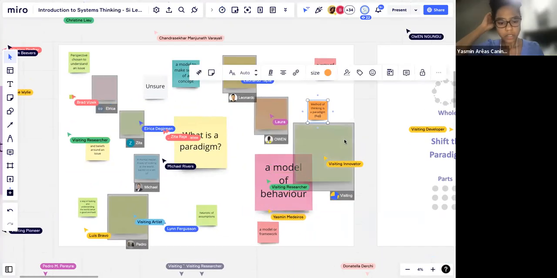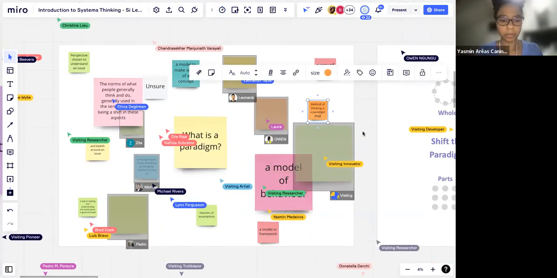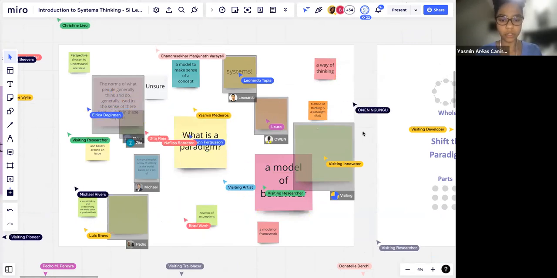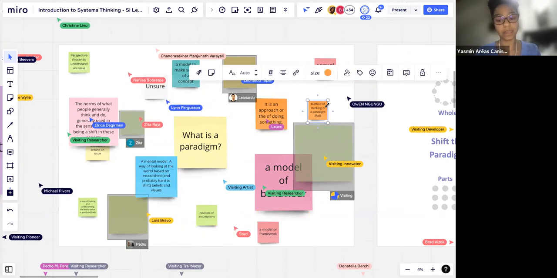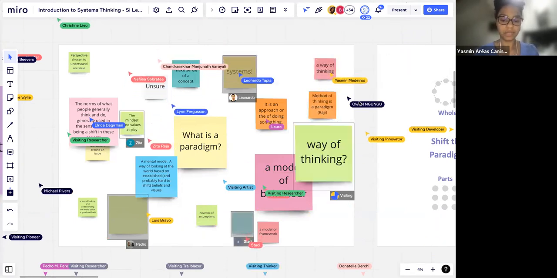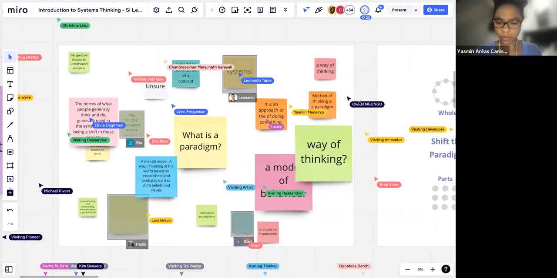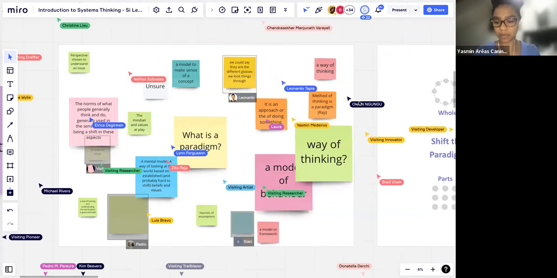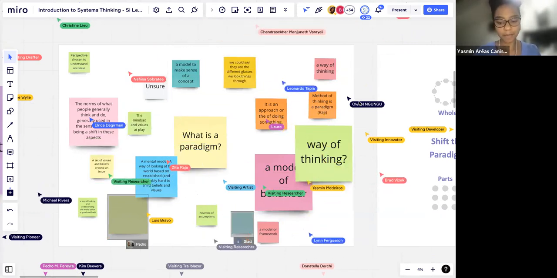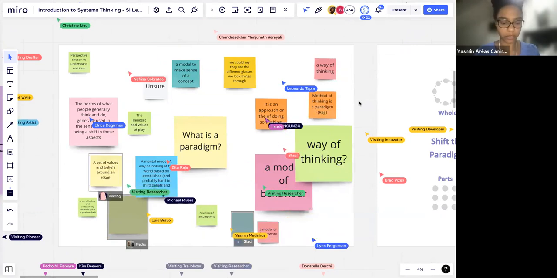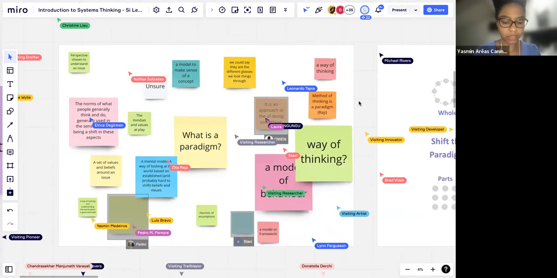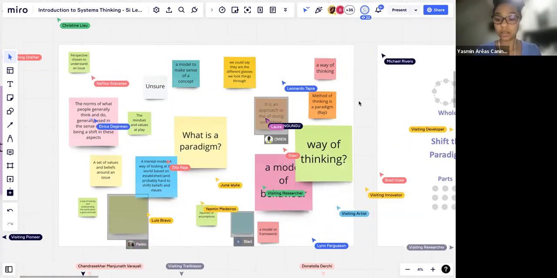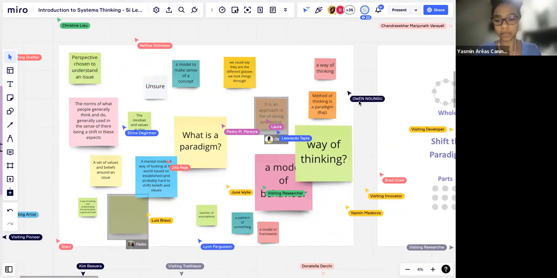Great. So let's see some ideas that you put here. A model to make sense of a concept, a way of thinking. It's an approach or a way of doing something. Way of thinking, model or framework. Way of looking at and understanding the world. What is good and bad. So yeah, some ideas here, right?